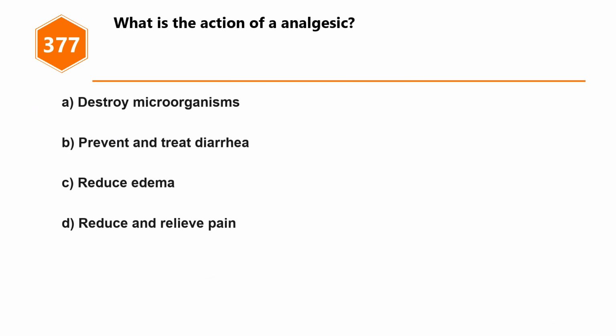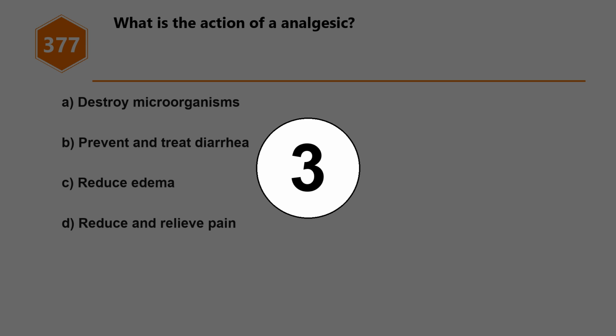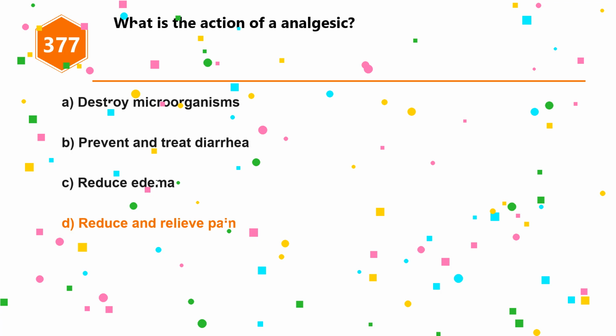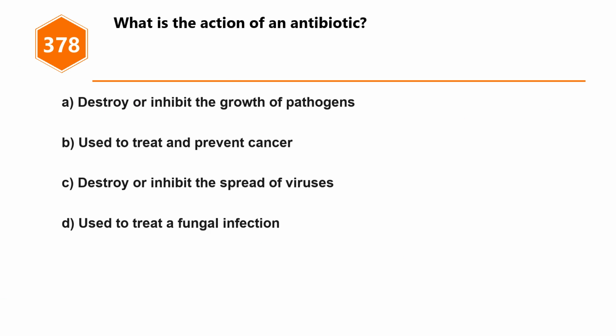Question 377. What is the action of an analgesic? Option A, destroy microorganisms. Option B, prevent and treat diarrhea. Option C, reduce edema. Option D, reduce and relieve pain. The correct answer is option D, reduce and relieve pain.